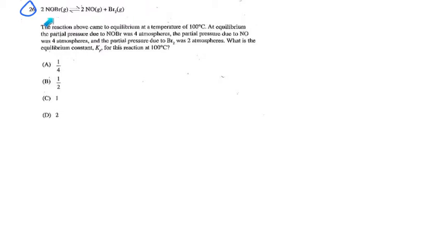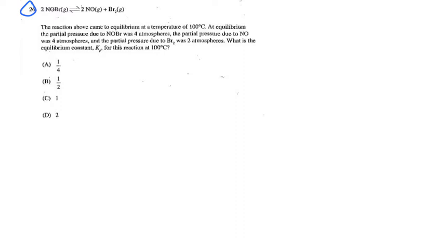Alright, 26, we've got a reaction. They say the reaction above came to equilibrium at this temperature. At equilibrium, the partial pressure, oh, that's nice. The equilibrium partial pressure of NOBr was 4 atmospheres, not the initial. The partial pressure due to NO was 4, and the partial pressure due to bromine was 2. Look at that. They gave us all the equilibrium partial pressures. I don't even think we're going to need an ice table here. What is the equilibrium constant Kp for this reaction? Doesn't it seem like we should just plug it in?